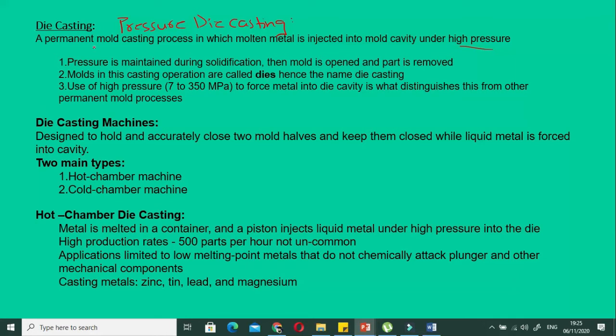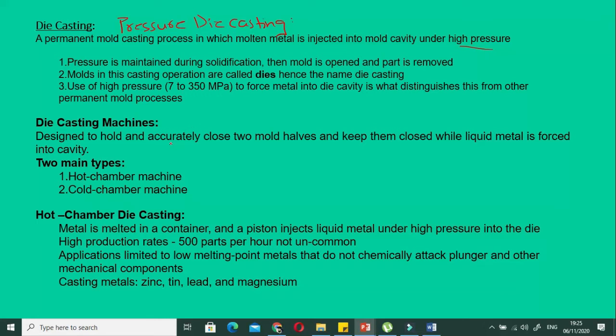Second, the molds in this casting operation are called dies. So that's why it's called die casting. The molds are termed as dies. We use a very high pressure, that is 7 to 350 megapascals. So the pressure might range in different types of die casting from 7 megapascal to 350 megapascal. And this is what distinguishes it from the other permanent mold casting. Because of this high pressure, it is distinguished from the other types.